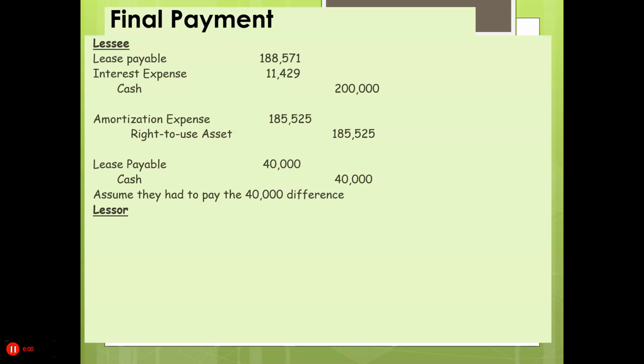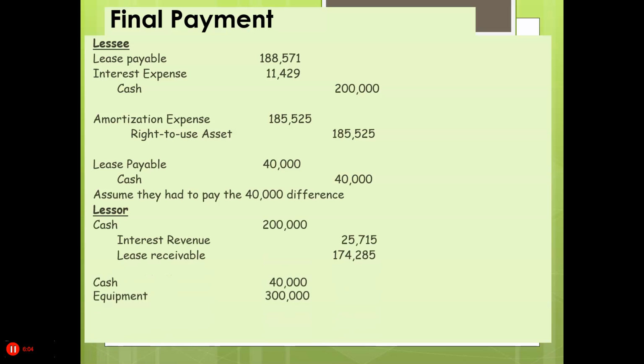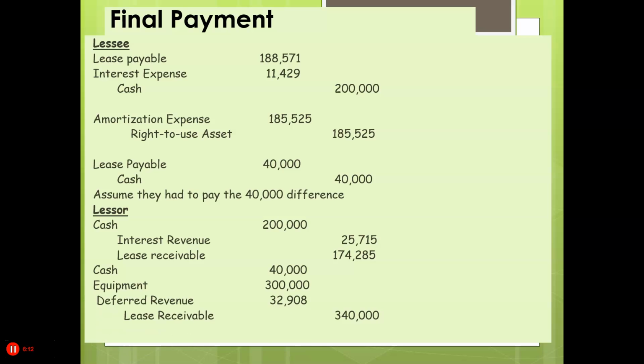Now for the lessor, it would be cash, interest revenue, lease payable, cash $40,000, equipment $300,000, lease receivable was $340,000, and the deferred revenue would be taken off the books and we'd book the revenue. So what we're doing for the last payment for the lessor is we're putting the equipment back on the books at $300,000. That ends the presentation for part 3 of chapter 15.